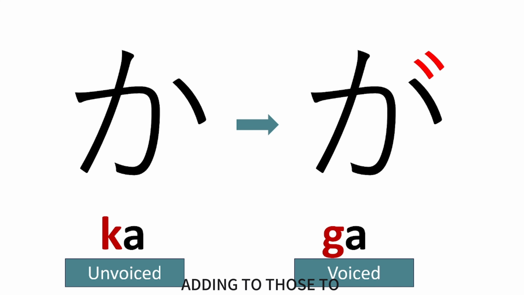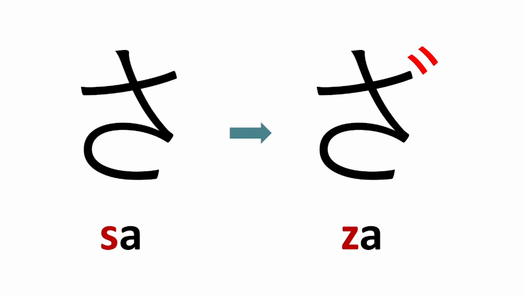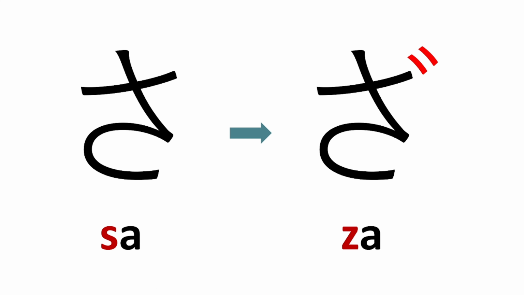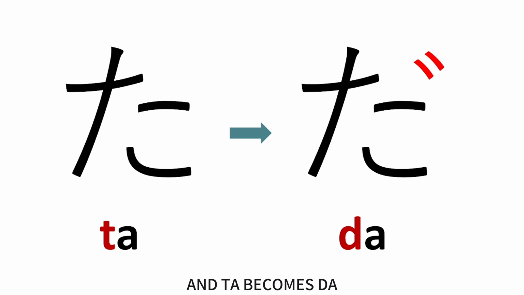For example, adding 2 dots to ka turns it into ga. The pronunciation changed from unvoiced k to voiced g. Voiced sounds means you can feel the vibration in your throat. Similarly, adding 2 dots to sa turns it into za, and ta becomes da.